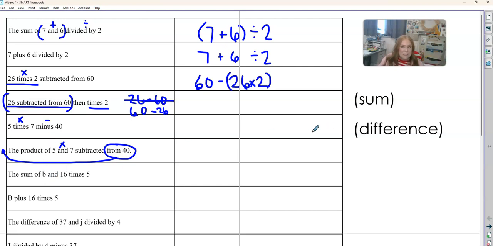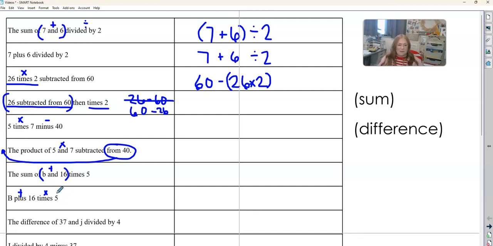Okay, sum is our adding. So we're going to add B and 16 and then times that by 5. So it wants us to do this first, then times 5. So write that out there. Okay, we have B plus 16 times 5.